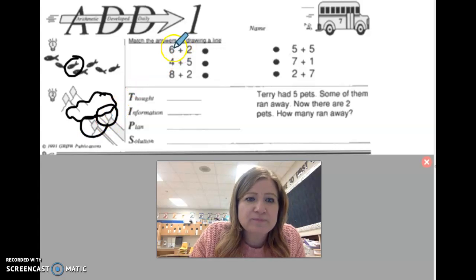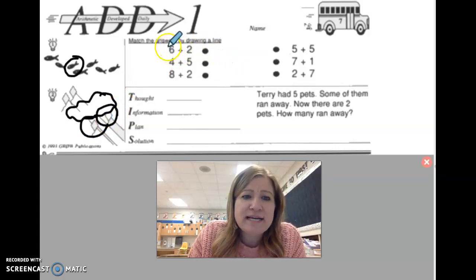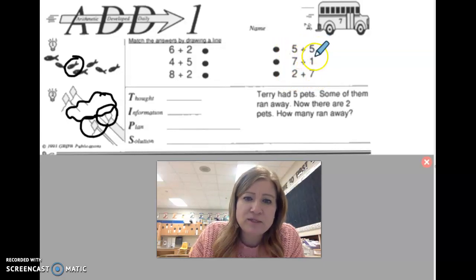The next part, match the answers and draw a line. So we already said 6 plus 2 equals 8. Which other problem equals 8? If you said 7 plus 1, you are correct. So you're going to draw that line.